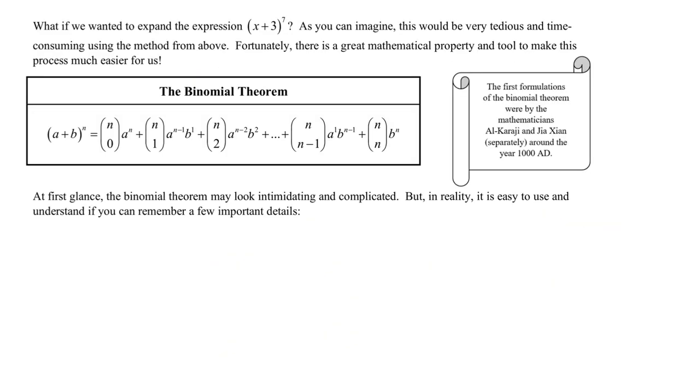Pascal's triangle can get a little cumbersome, so we have this thing called the binomial theorem. We use it quite a bit in AP Statistics. You use it in physics. You use it in, I believe, chemistry and biology. It's just used a lot.